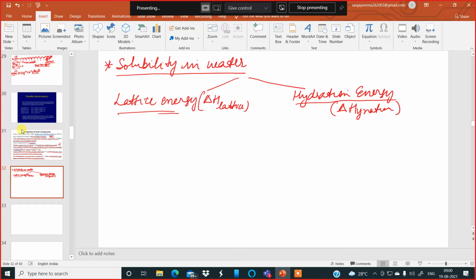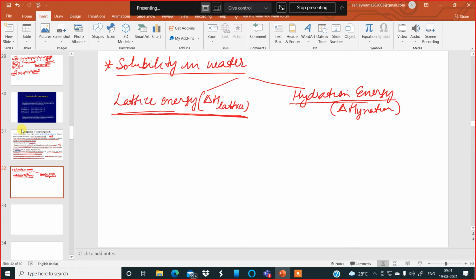Now, this lattice energy is the enthalpy change involved in the formation of 1 mole of an ionic crystal from its constituent gaseous positive and negative ions. So the amount of energy involved in the formation of 1 mole of an ionic crystal from its gaseous ions, which are oppositely charged, is called lattice energy or lattice enthalpy.